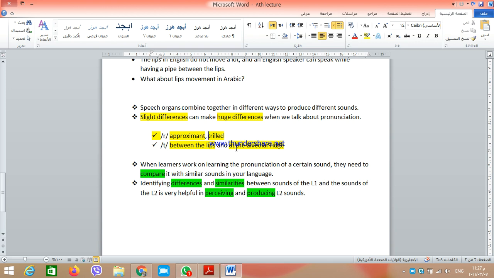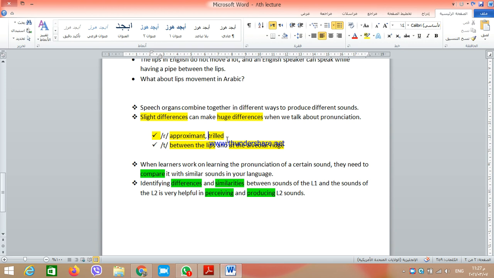What we have in trilled ra is that we move our tongue forward more than required. And if the tongue is moved more than required, there will be a contact between the tongue and the alveolar ridge. In this case, the sound ra will be alveolar, not palatal. So pay attention to the pronunciation of the ra sound.